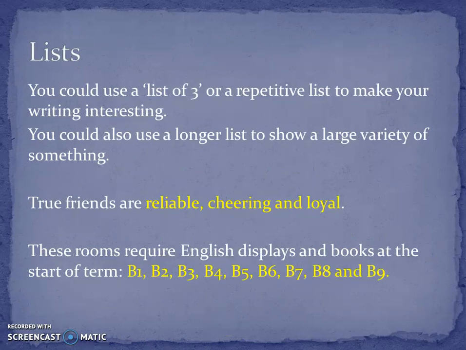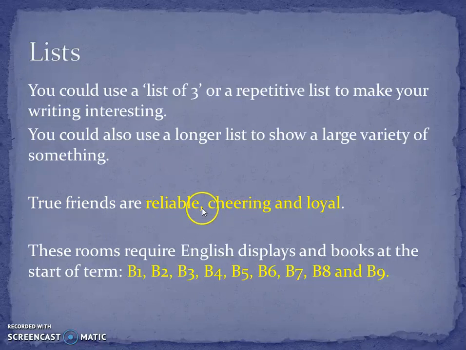The other way that you can use commas is to create a list. And in this case, there isn't so much of a case of having too many commas. It all depends how long your list is. The only rule is that you separate the information with commas, and then on the last one you put and instead, and no comma. So for a list of 3 that you might use as a rhetorical device, true friends are reliable, comma, cheering and loyal.